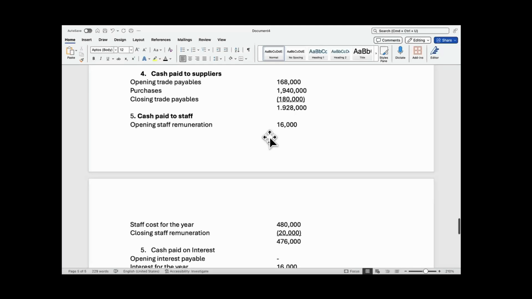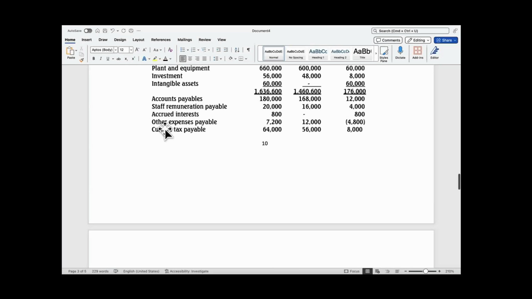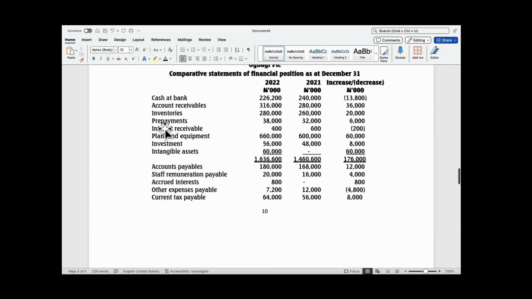Also, after my prepayment, my interest receivable, I've dealt with it already. I've touched it, so I don't need to move to it again. My plant and equipment, oh, the examiner was so magnanimous. He has saved me a whole lot here. He has given me acquisition and disposal. If you had given me only acquisition, there's a movement you would have been forced to do. Opening for the year, acquisition, disposal, just for you to get a balance.